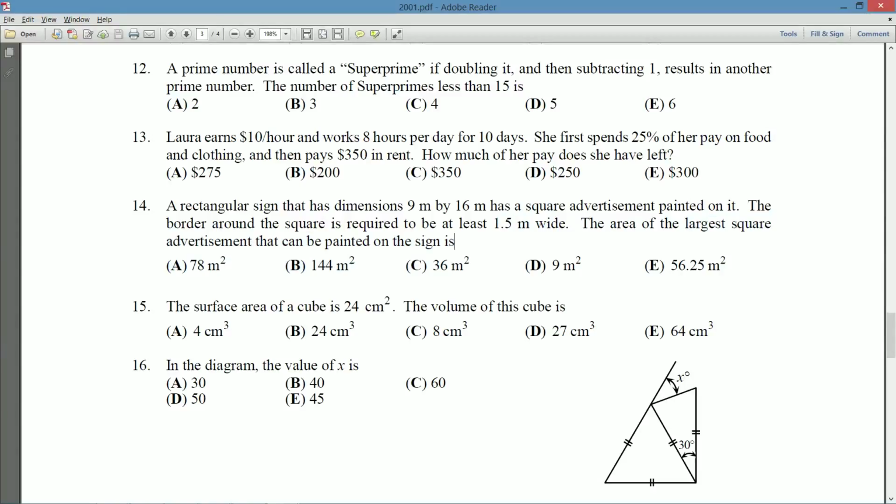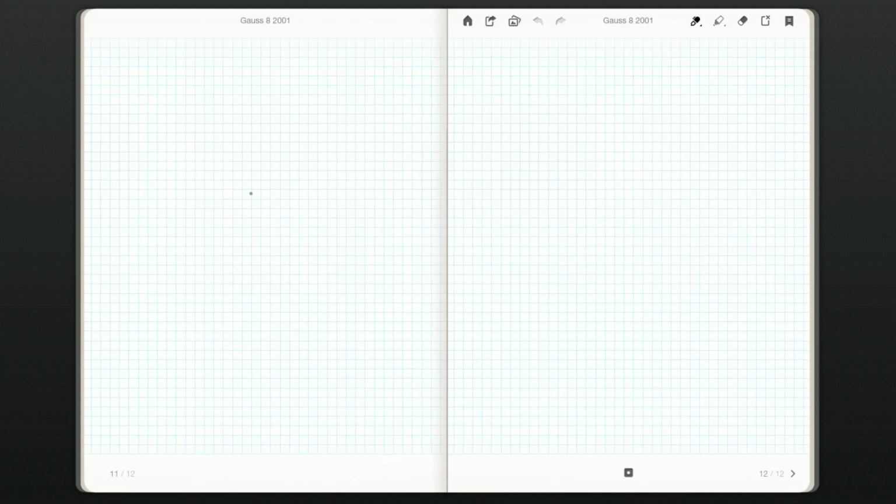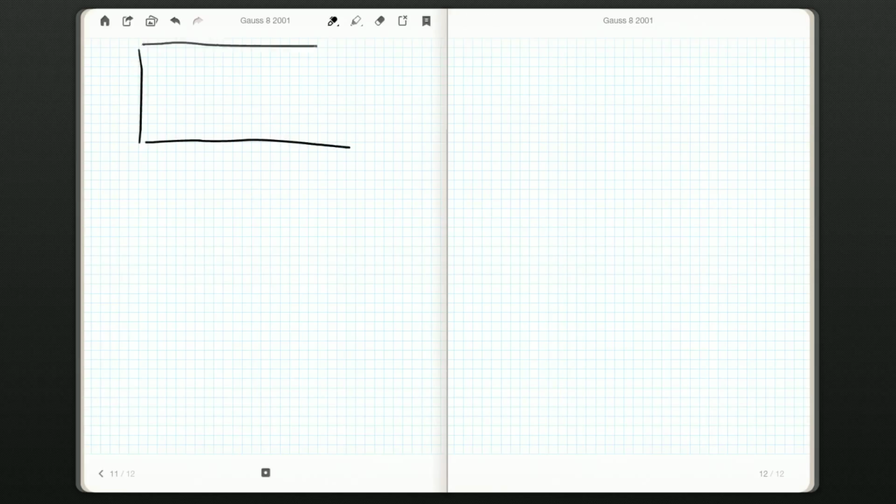How about we draw a picture? We've got a rectangular sign and we have to place a square on it. I say a picture would be an excellent thing to do. So 9 meters by 16 meters. Okay. And we have a square placed here. So here's our square, and here's the border.